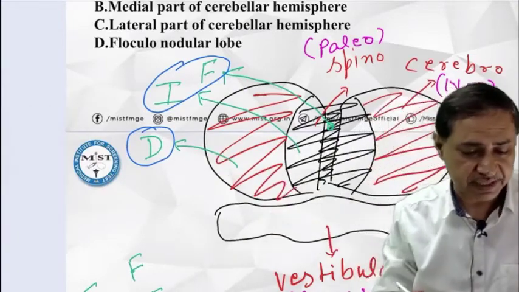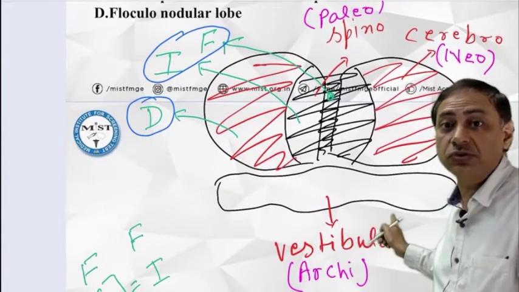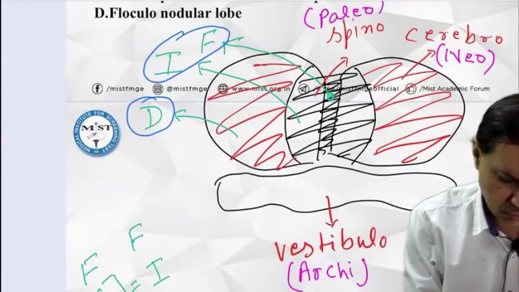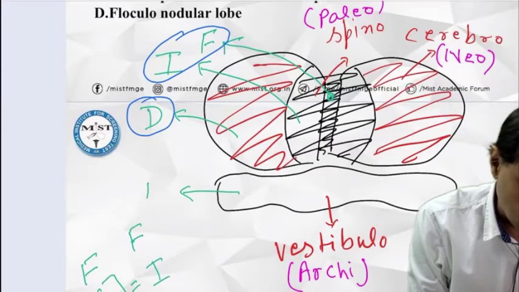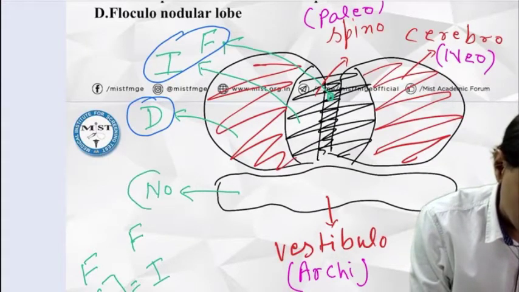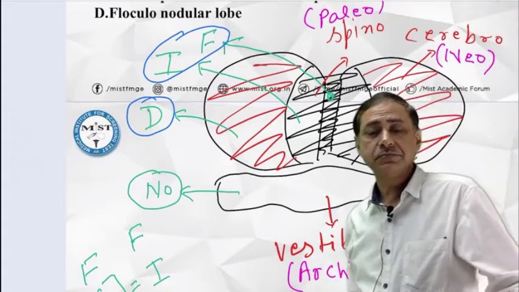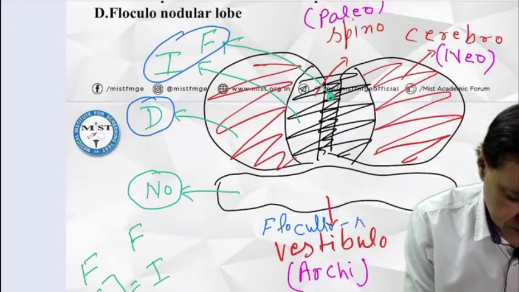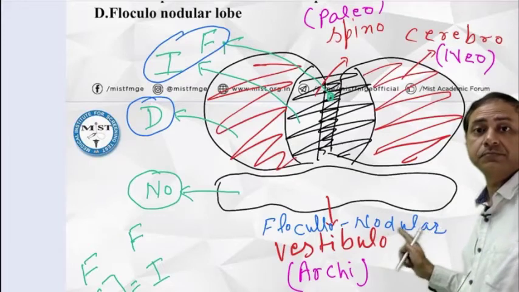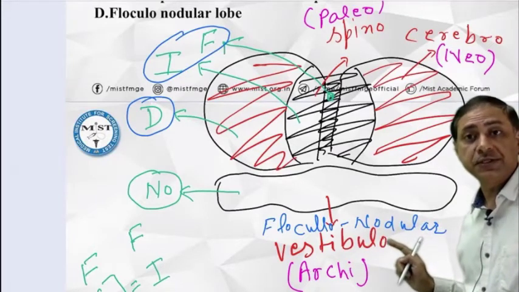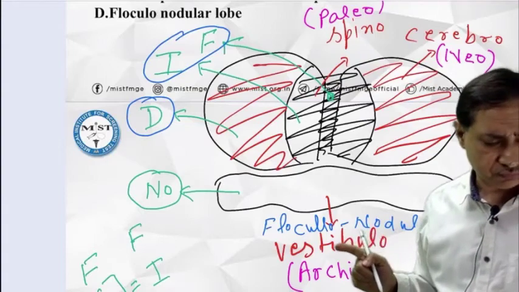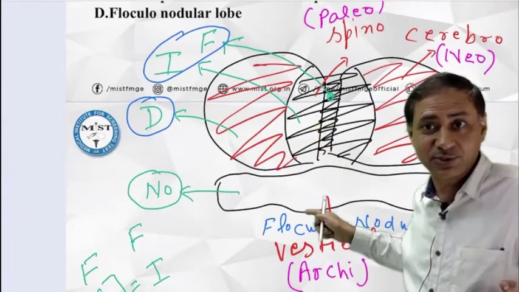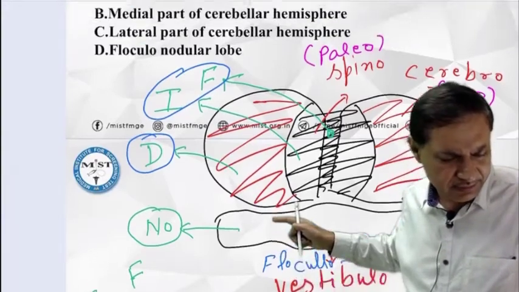And for the vestibulocerebellum, which is actually the flocculonodular lobe of the cerebellum, there is no corresponding deep nucleus. It is without any deep nucleus. Others have their assistants, but it has no assistant. So I think now you can attempt the question.